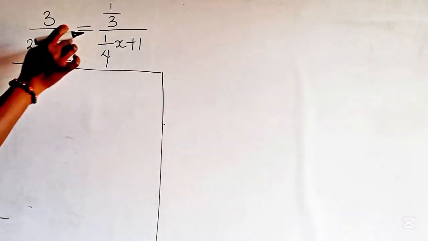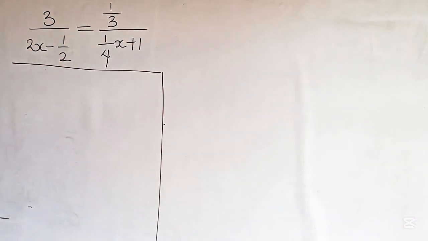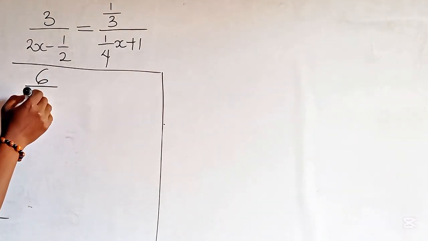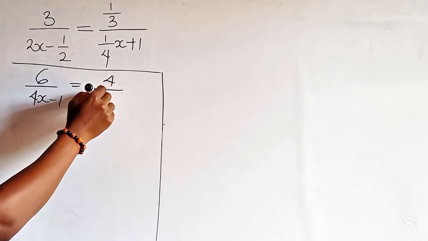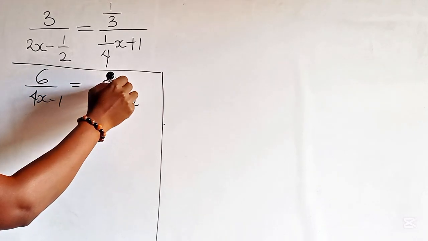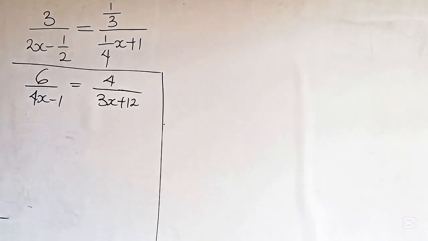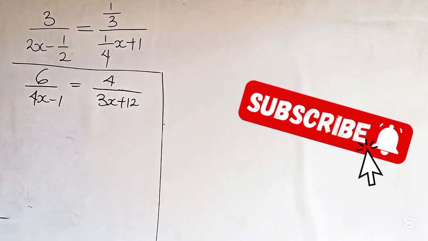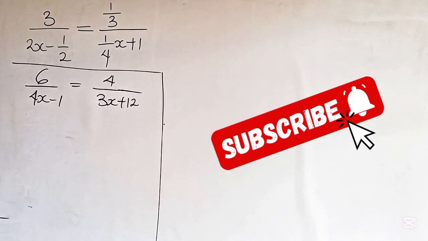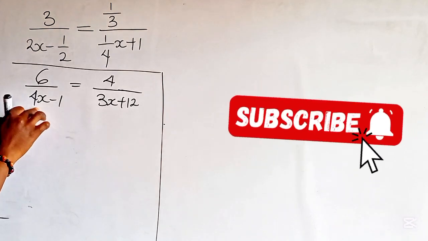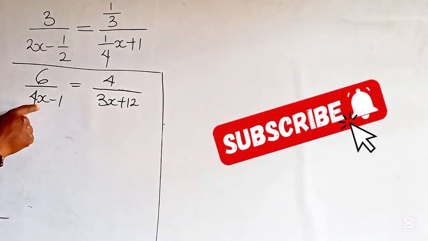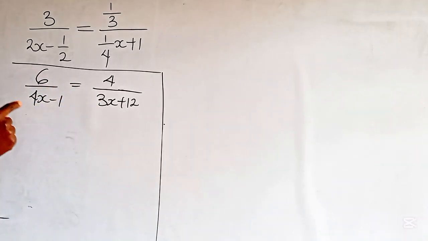We're still going to use what we arrived at when we simplified this fraction. So we have 6 all over 4x minus 1 is equal to 4 all over 3x plus 12, right? The third method I'm going to use involves finding the LCM between the denominators. So this method is robust and can be applied in solving any rational equation you have. Okay, so recall that the LCM between 4x minus 1 and 3x plus 12 is 4x minus 1 and 3x plus 12. So we're going to multiply each of these terms by the common denominator.